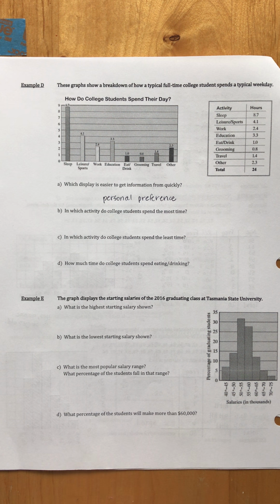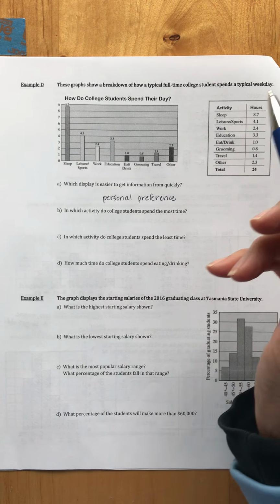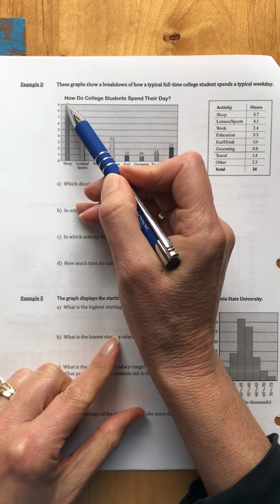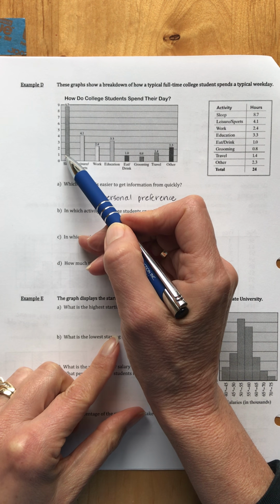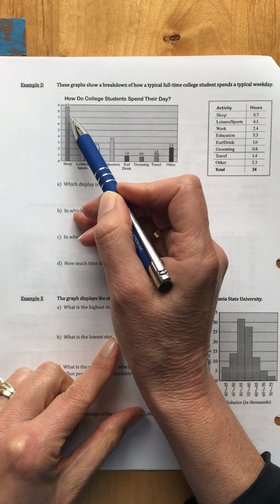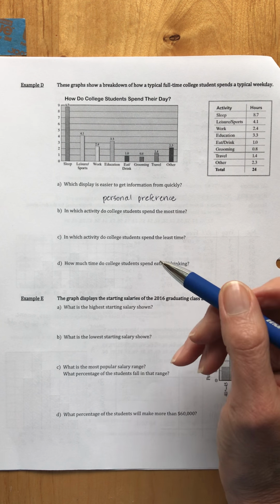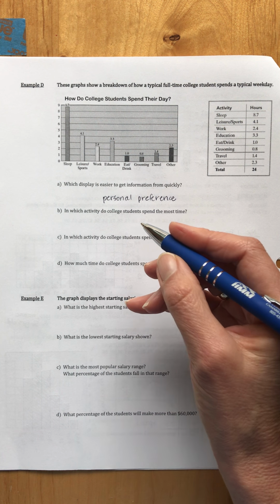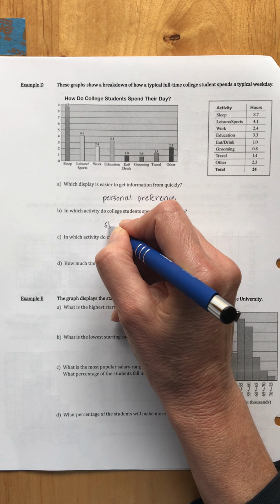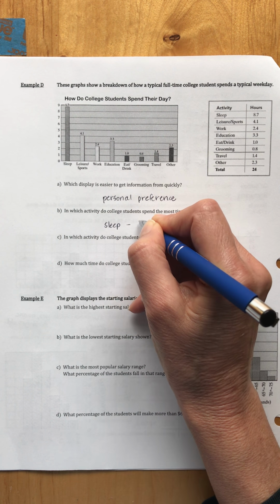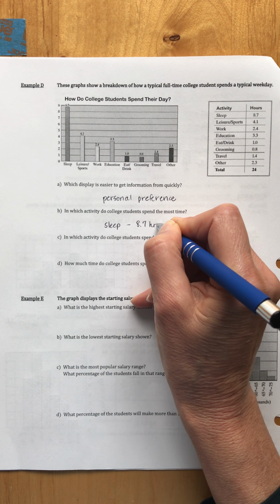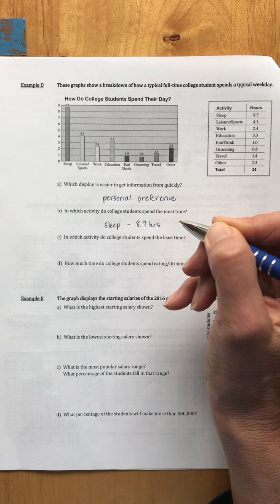Well, if we look at the chart, what do we notice there? We notice that this is the tallest bar, so they spend the most amount of time, 8.7 hours, sleeping. Okay, so we're going to say sleep and 8.7 hours. It doesn't ask you how many hours, but you can just go ahead and put that in.